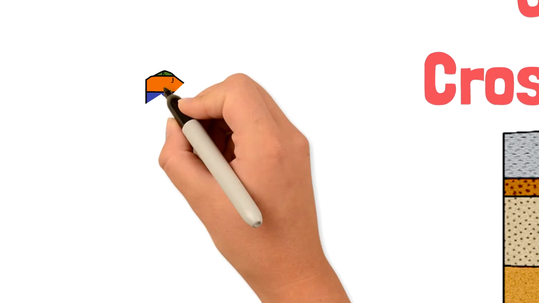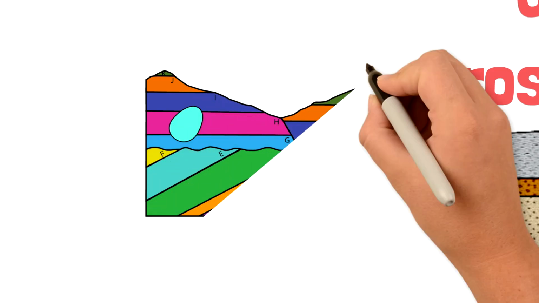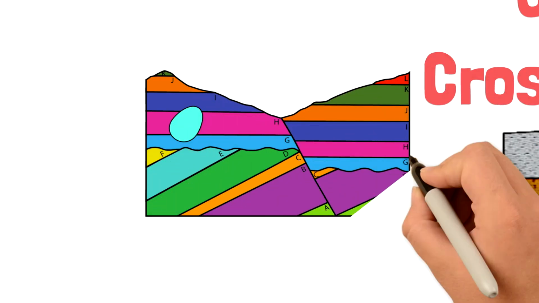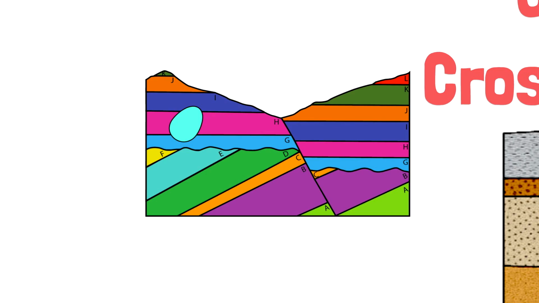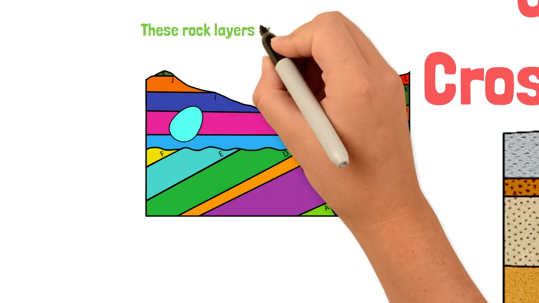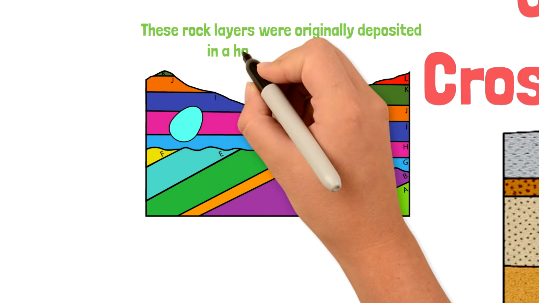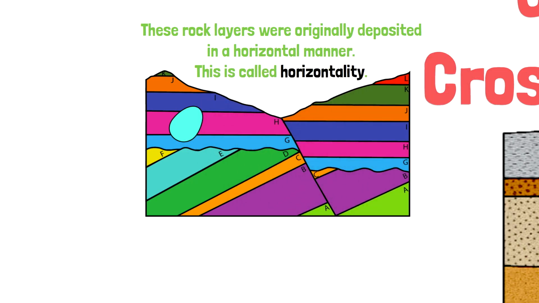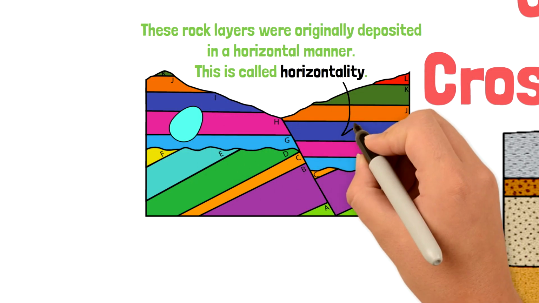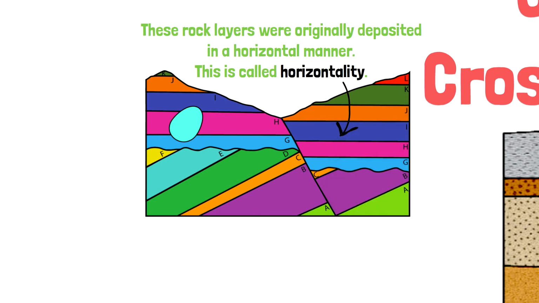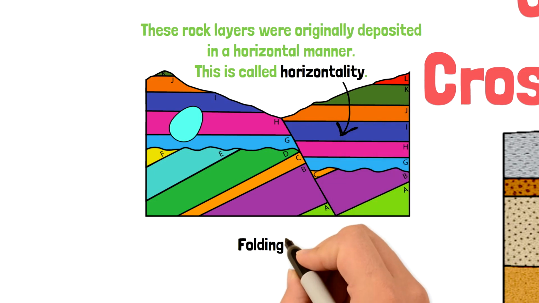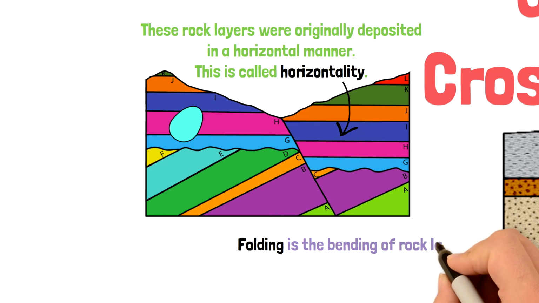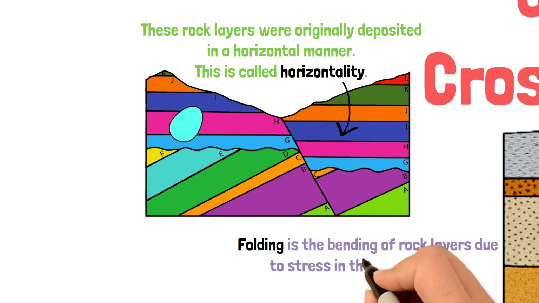Now, let's go through some things with the geologic cross-section. Despite how they look now, these rock layers were originally deposited in a horizontal manner. This is called horizontality. The layers are bent or slanted because of folding. Folding is the bending of rock layers due to stress in the Earth's crust.